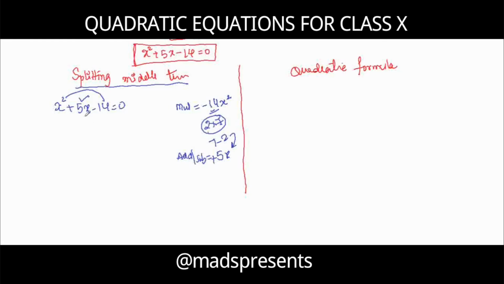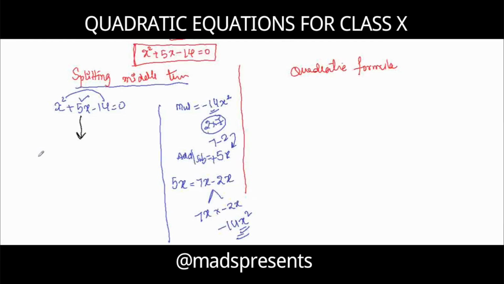Yes or no? Now I can write 5x as 7x minus 2x. And if I multiply 7x into minus 2x, I'll get minus 14x square, which is my extreme term. Yes or no? x square into minus 14 is minus 14x square. We need to follow this, right? Now come back to the question.